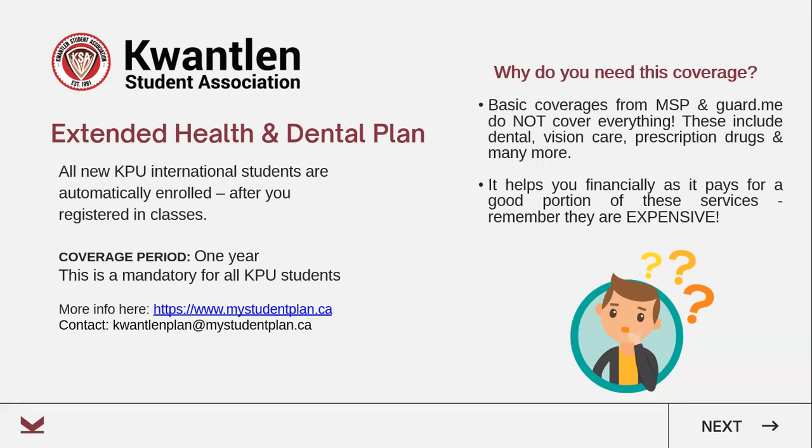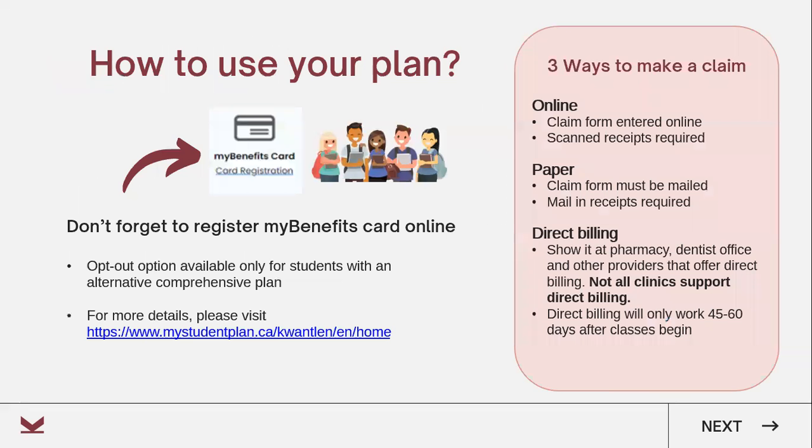eligible students, meaning those registering in classes, will receive 12 months of coverage starting from the first day of the month your program begins. Okay, and if you need more information, again, the website is up there. And if you have any questions that you'd like to ask and get an answer to, you can contact them with the email address listed on the screen.